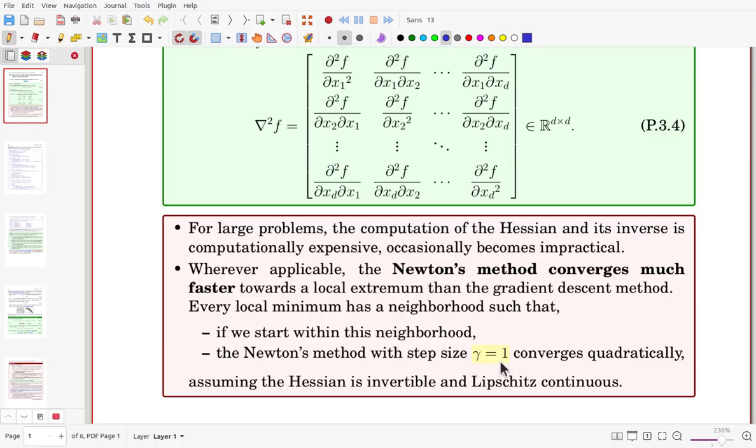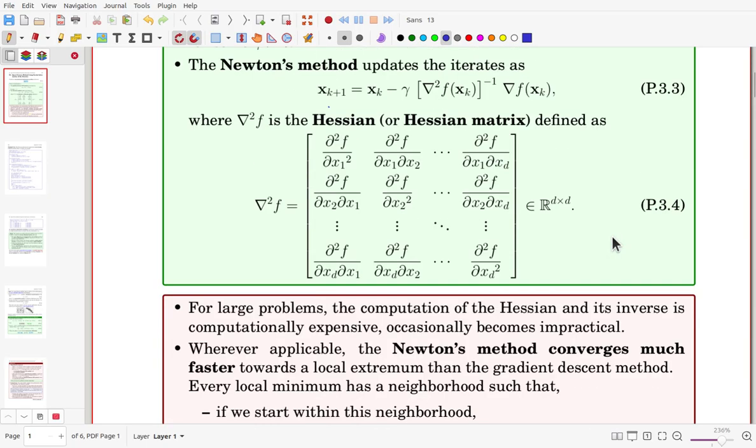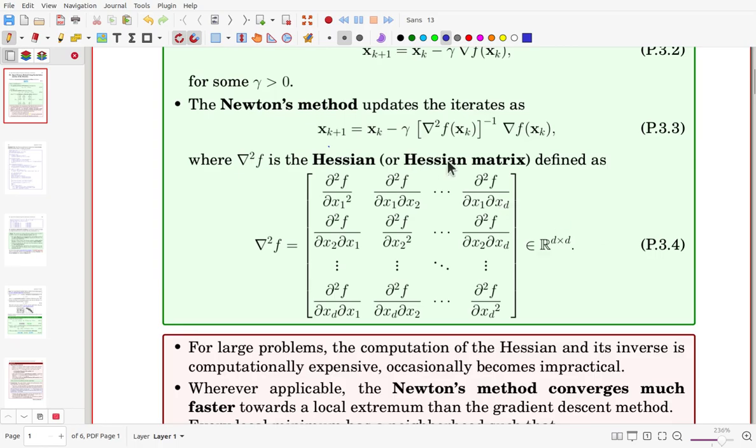That's well known. If you try to solve a quadratic problem, then just a single iteration gives the minimizer, so after one iteration, it converges completely. So it is a really good method. The problem is that the computation of the Hessian and its inverse can be quite expensive.